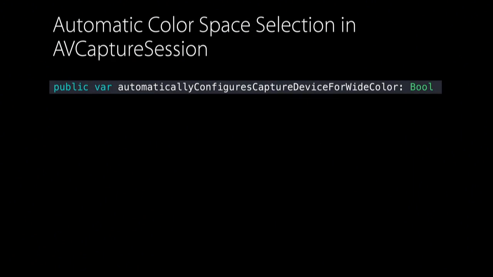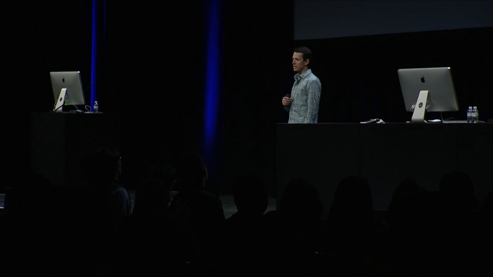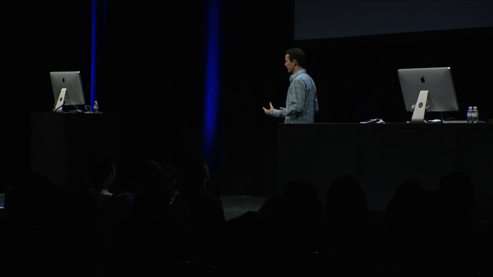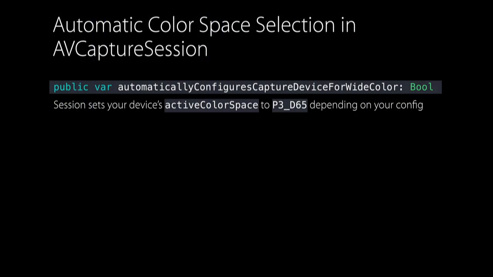When does it want to choose wide color for you? Wide color in iOS 10 is only for photography. Let me say that again. Wide color in iOS 10 is only for photography, not for video. I'll explain why in a minute. The session can automatically choose whether to configure the whole session configuration for wide color. It will set the active color space of your device on your behalf to P3, depending on your config.